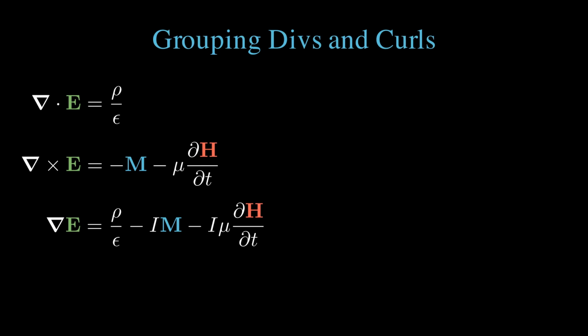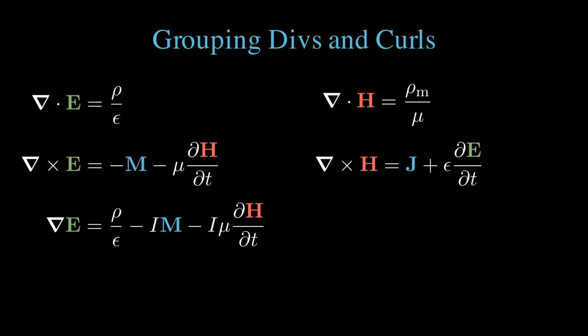We can now group the divergence equation for E, that is Gauss's law, and the curl equation for E, the Maxwell-Faraday equation, into a single gradient equation for E. We use grad dot E plus I grad cross E to form the gradient of E is ρ over epsilon minus I M minus I mu dH/dt. We can do the same thing for Gauss's law for magnetism and the Ampere-Maxwell equation, taking grad dot H plus I grad cross H to form grad H equals ρ sub m over mu plus I J minus I epsilon dE/dt.